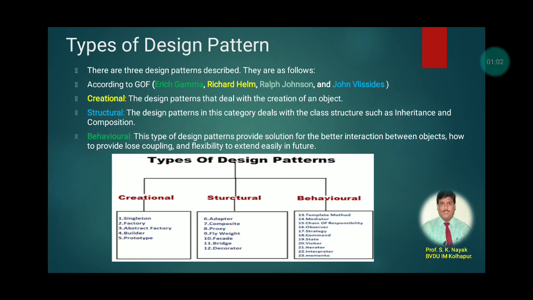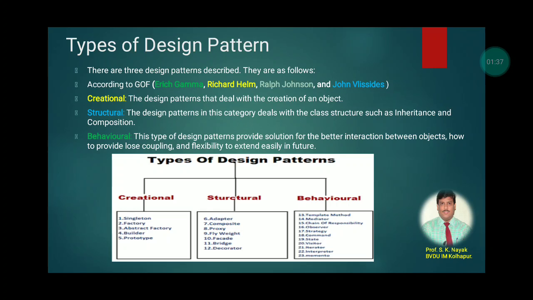Now you can see the different types of patterns under different categories: creational, structural, and behavioral. As I told, according to GOF, we have 23 design patterns. In creational design patterns, we have 5 design patterns. These are singleton, factory, abstract factory, builder, and prototype design patterns. So these 5 design patterns come under creational design patterns.